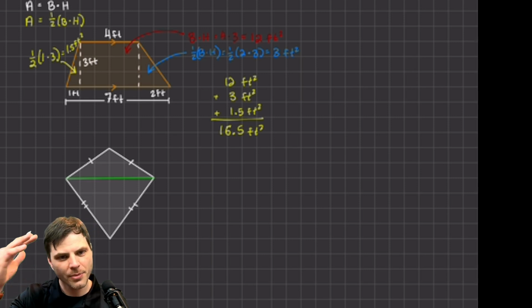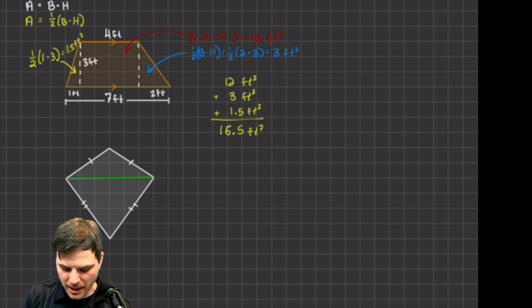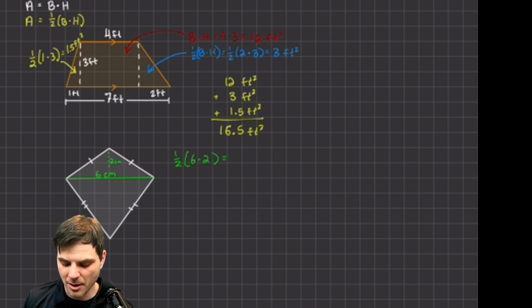So let's split it top and bottom. We have a base of 6, we're going to say this time centimeters, and a height of 2 centimeters. So this triangle is 1/2 base times height, 1/2 of 6 times 2, which, 6 times 2 is 12, times 1/2 is 6 centimeters squared.